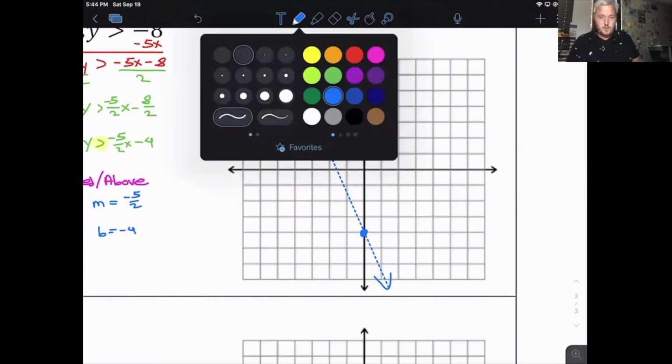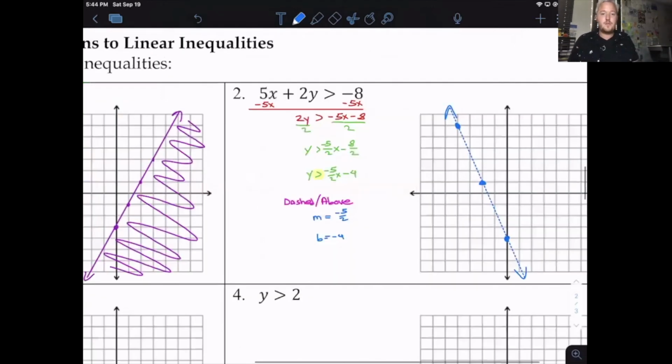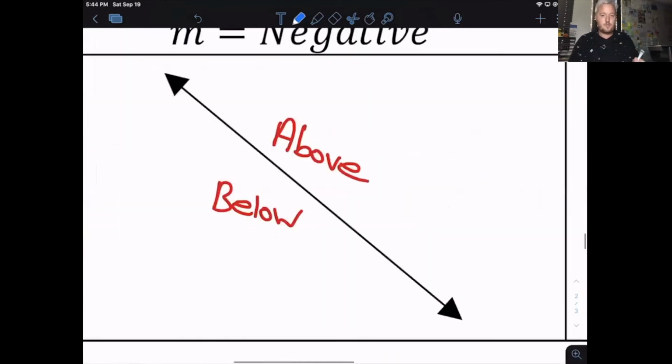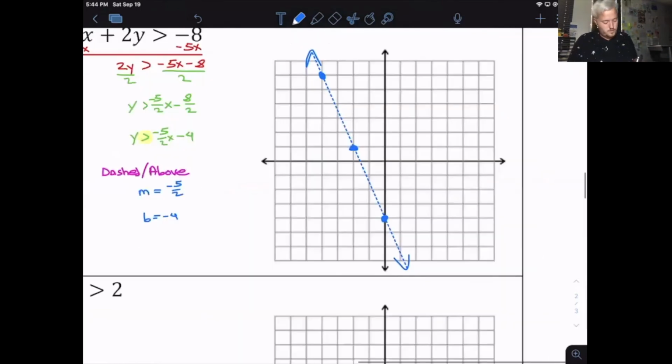Also, just general best practice, I would say take off your pressure sensitivity. So I would just say make sure you're using this very first when you're writing. It's cleaner. All right, so now we got to do the shading. So we have a negative slope. So that means I want the top side, the top right. So that means I want everything over here.